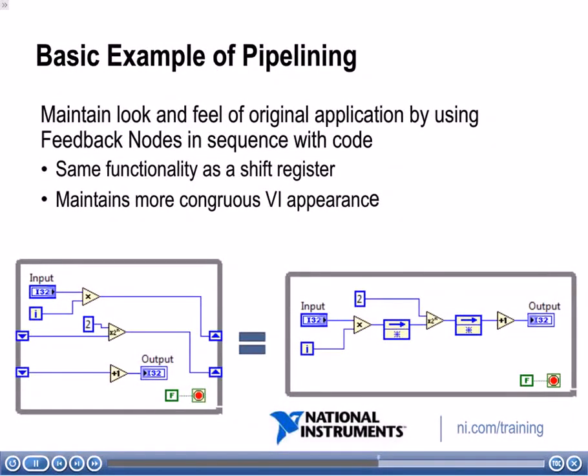So here we take a look at that same example of pipelining that we did in the previous slide. And instead of using shift registers, which kind of makes the code broken up and a little bit hard to read, we're going to replace those shift registers with feedback nodes. This is going to be the exact same functionality, but if you take a look at the code on the right, it's easier to read and easier to see the sequence of the calculations and algorithm here. So a lot of times you'd want to use feedback nodes instead of shift registers just to make your code a little bit more readable.